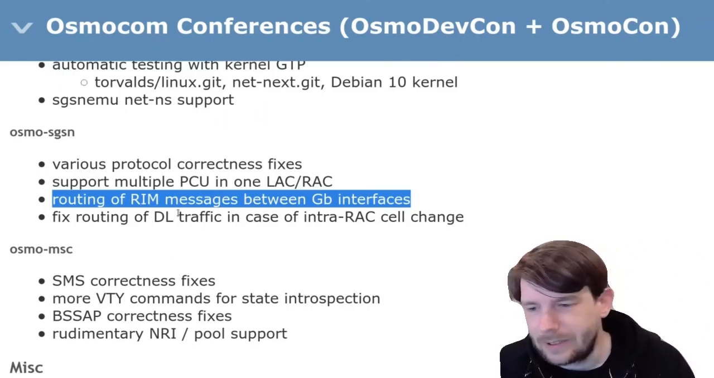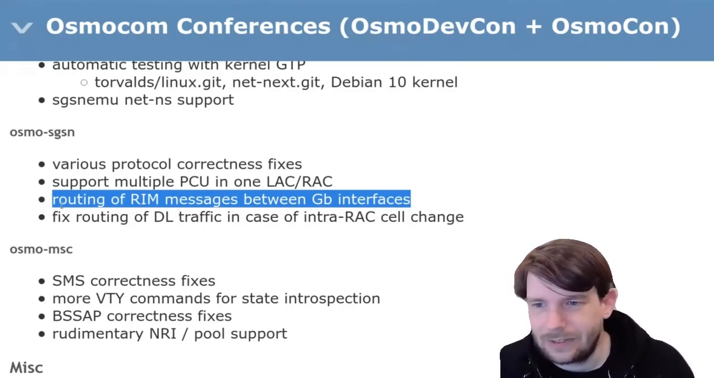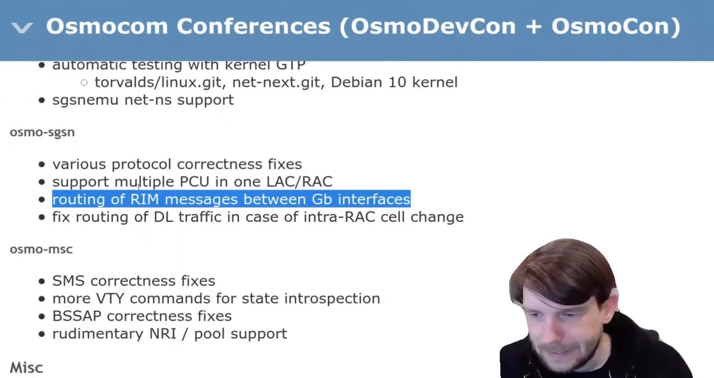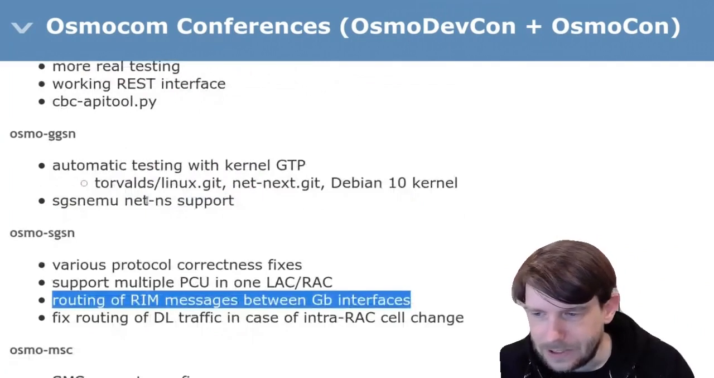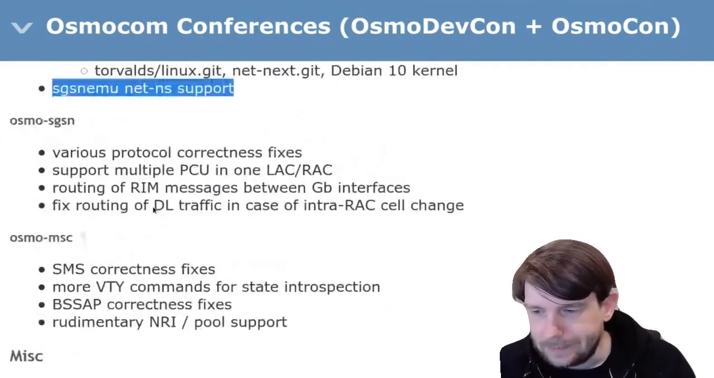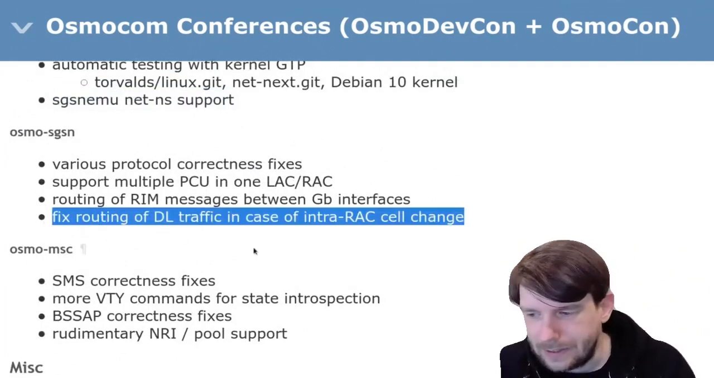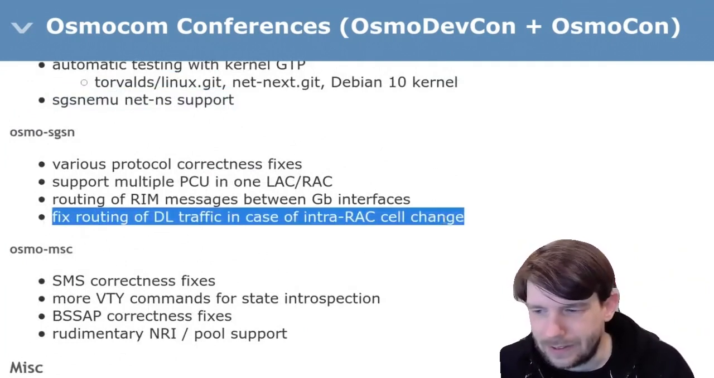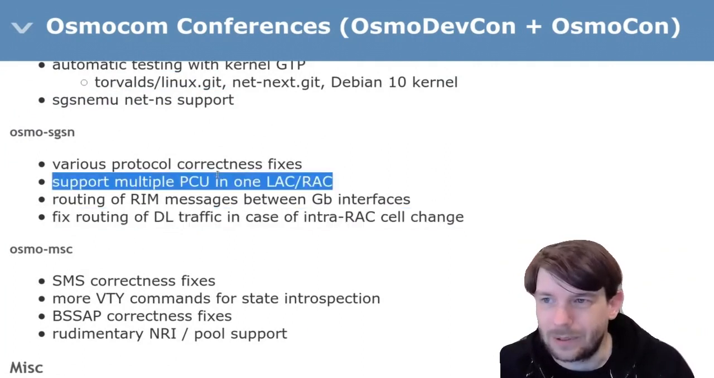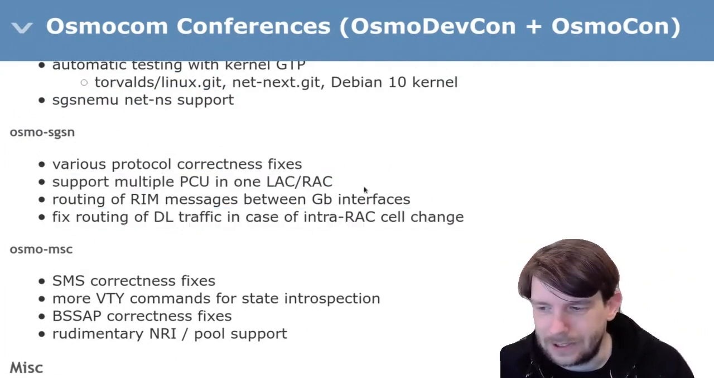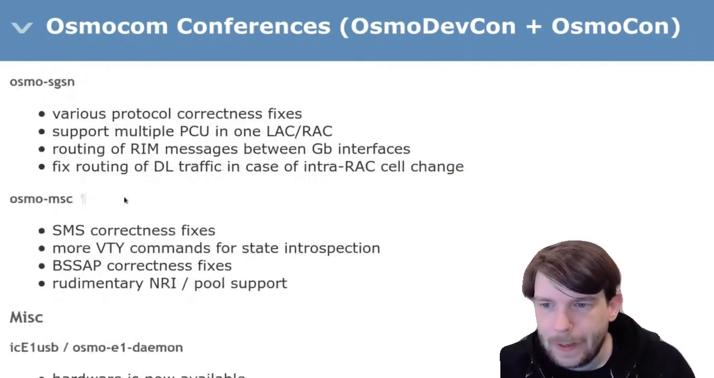As Pau has just pointed out, SGSN also has received IPv6 fixes, that would still go to the GGSN here. And yeah, we had some problems with routing downlink traffic in case of intra-RAC cell changes, exactly the cell changes that we added support for a little bit earlier, which had some problems.